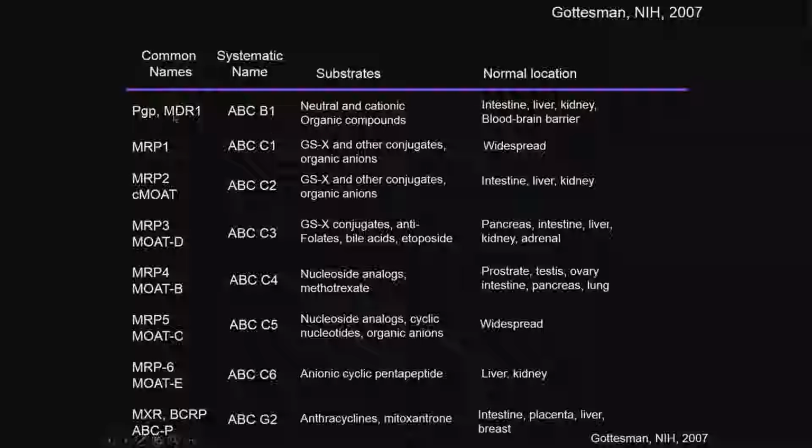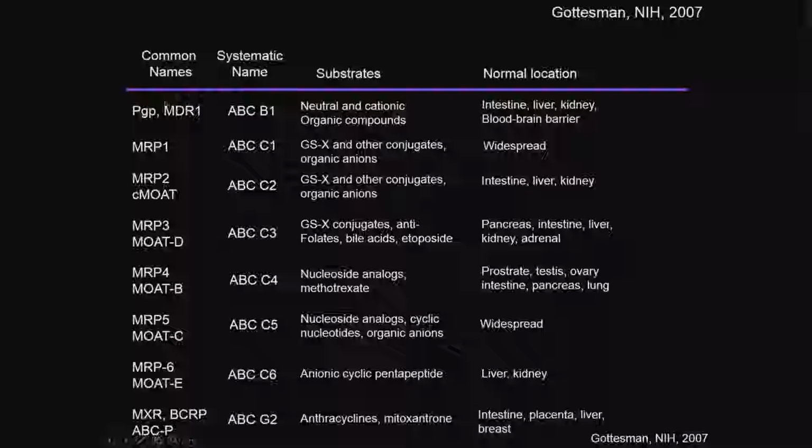These are the common names, MDR1, MRP1, MRP2 and so on, as you can see. These are the systematic names. What are the substrates for these PGBs? Neutral and cationic organic compounds, okay. That is where your drugs may get caught. Then we have MRP1, which takes conjugated organic anions, conjugated antifolates, bile acids, etoposide, okay. Nucleoside analogues, methotrexate, anionic cyclic pentapeptide.